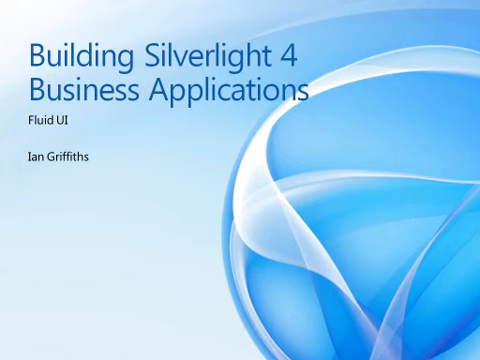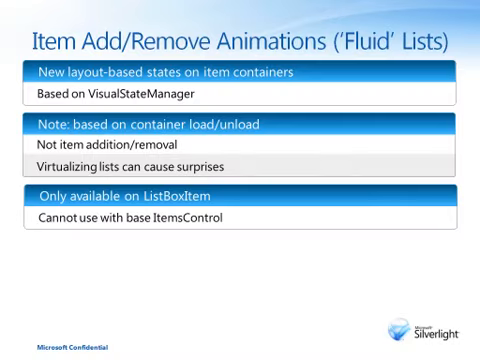In this talk, we'll look at the fluid UI animation support in the listbox control. In Silverlight 4, it's easy to add animations that run when items are added to and removed from a listbox. If you edit the template for a listbox item, you'll see an extra state group for handling layout states. This includes states for loaded and unloaded, and you can associate animations with these states, and those animations will be run when items are added and removed.